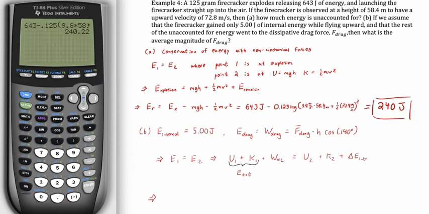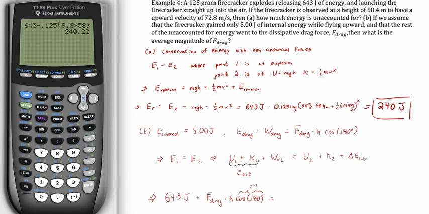So similarly to last time, we'll start with the 643 joules. We're going to have the work from the non-conservative force. Okay, so this is going to be the average drag force, the thing we're asked to solve for. And then we're going to be multiplying by h, which we know because we were given the height that it reaches. We have the cosine of 180. Okay. So of course it's just going to become -1 right here. And then that's going to be equal to the values that we found before.